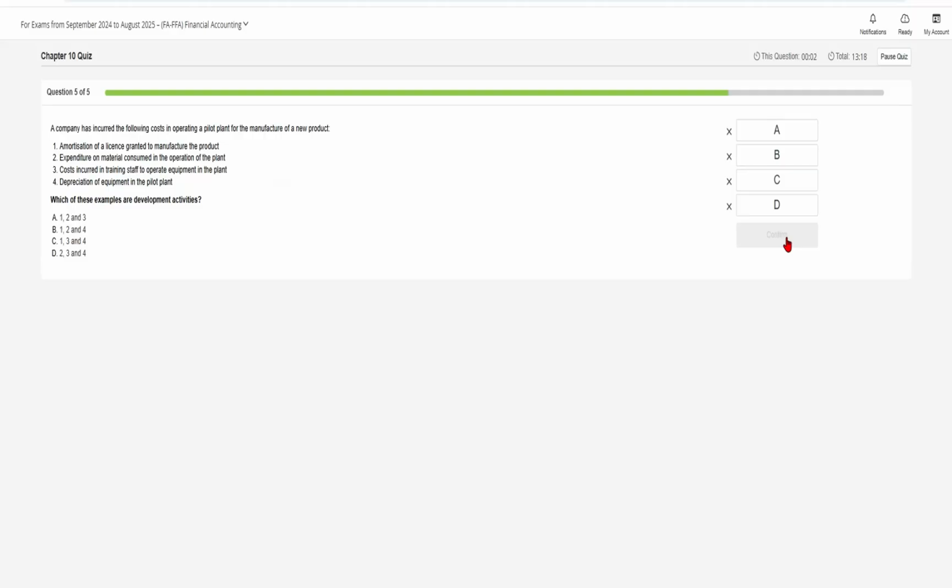Now next, a company has incurred the following costs in operating a pilot plant for the manufacture of a new product. Remember the pilot plant example in question number 3. The requirement is, which of these examples are development activity. So again, it's similar to the previous question. Under IAS 38, development activities happen after research. So you are just applying your findings, your knowledge, to create or improve the product, process or design before commercial use, right? Now the first one is the amortization of license granted to manufacture the product.